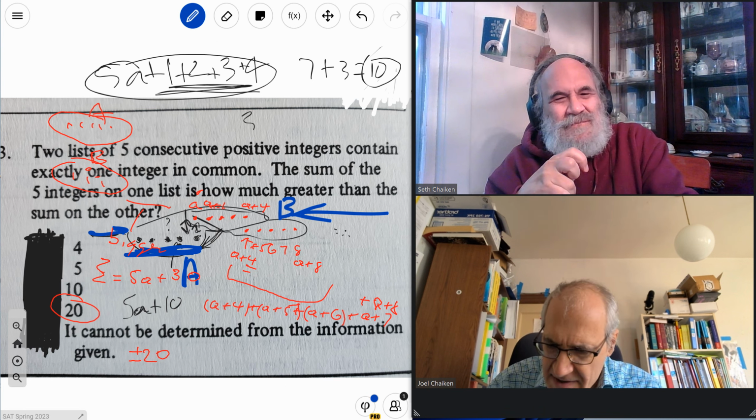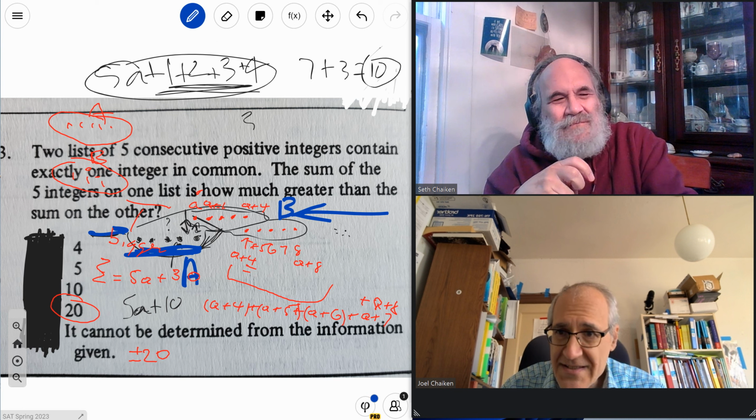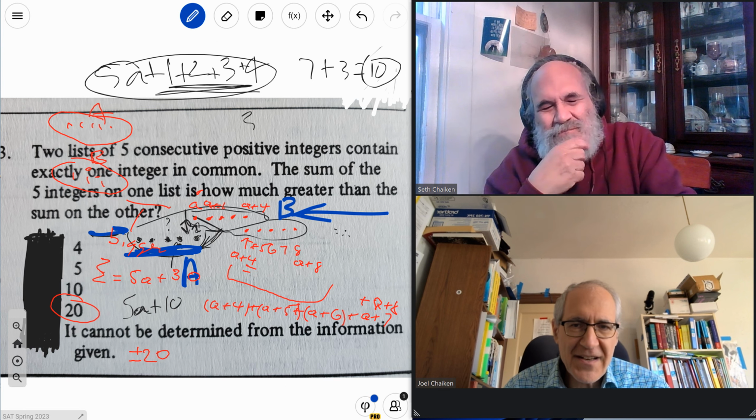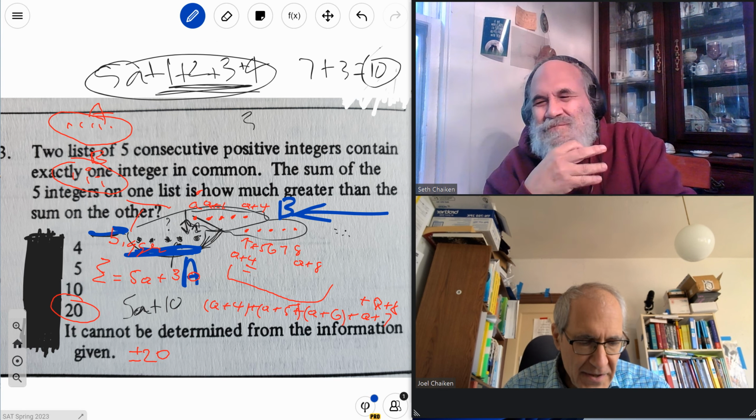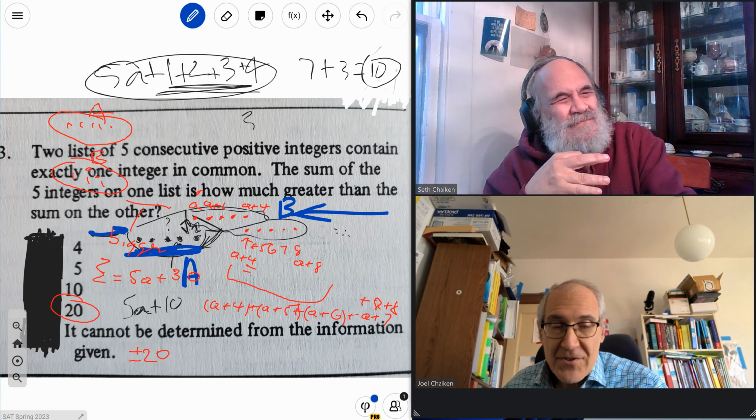Okay, so this is section 3, question 33. Section 3, question 33 is D. A, B, C, D. Yeah, D is 20. Yeah, so it's not really fair. One can argue that it cannot be determined. But you're right, the intention was D. Ooh, a bad question.